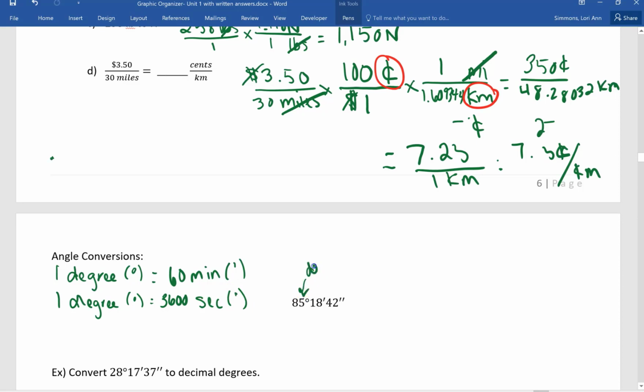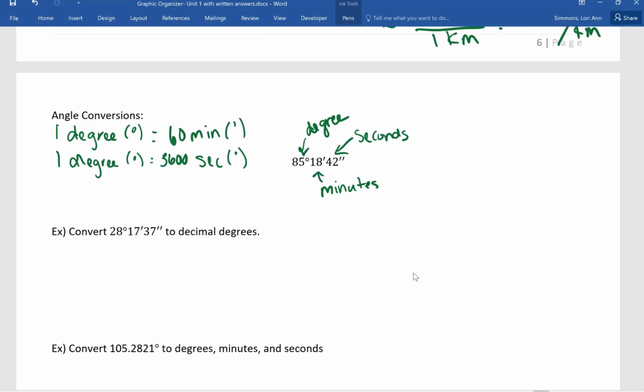85 is our degree. 18 is our minutes. And 42 is our seconds. For our first example, we are going to convert 28 degrees, 17 minutes, and 37 seconds to decimal degrees.